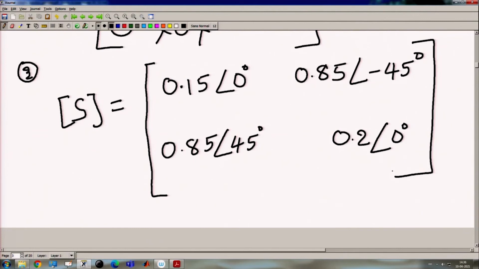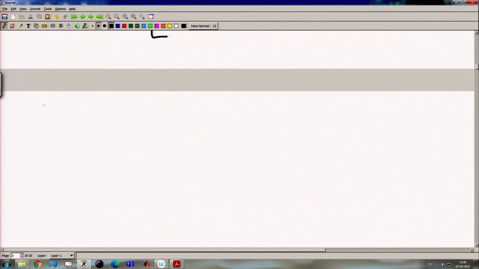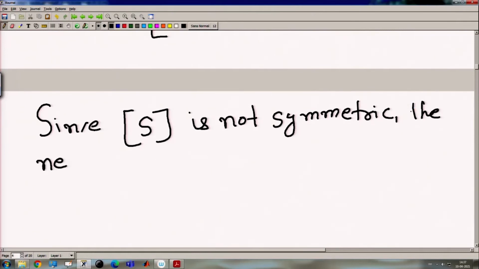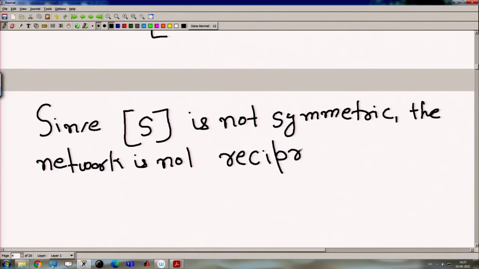So, we can see that S11 is not equal to S22 and also S12 is not equal to S21, and this is not symmetric. So, the network is not reciprocal. We got the solution for the first part. Since S is not symmetric, the network is not reciprocal. So, this is the solution for the first part.